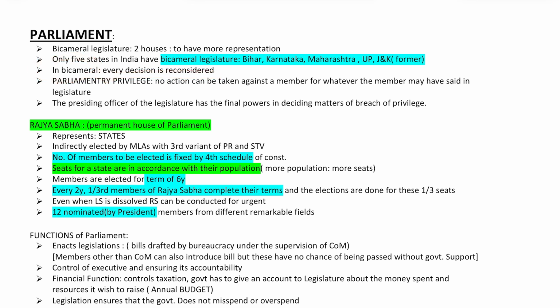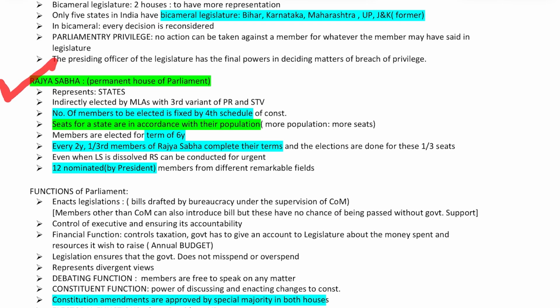The parliamentary privilege is that no action can be taken against a member for whatever the member may have said in the legislature. So they have a much wider extent of freedom of speech in the legislature. The presiding officer of the legislature has the final powers in deciding matters of breach of privilege.